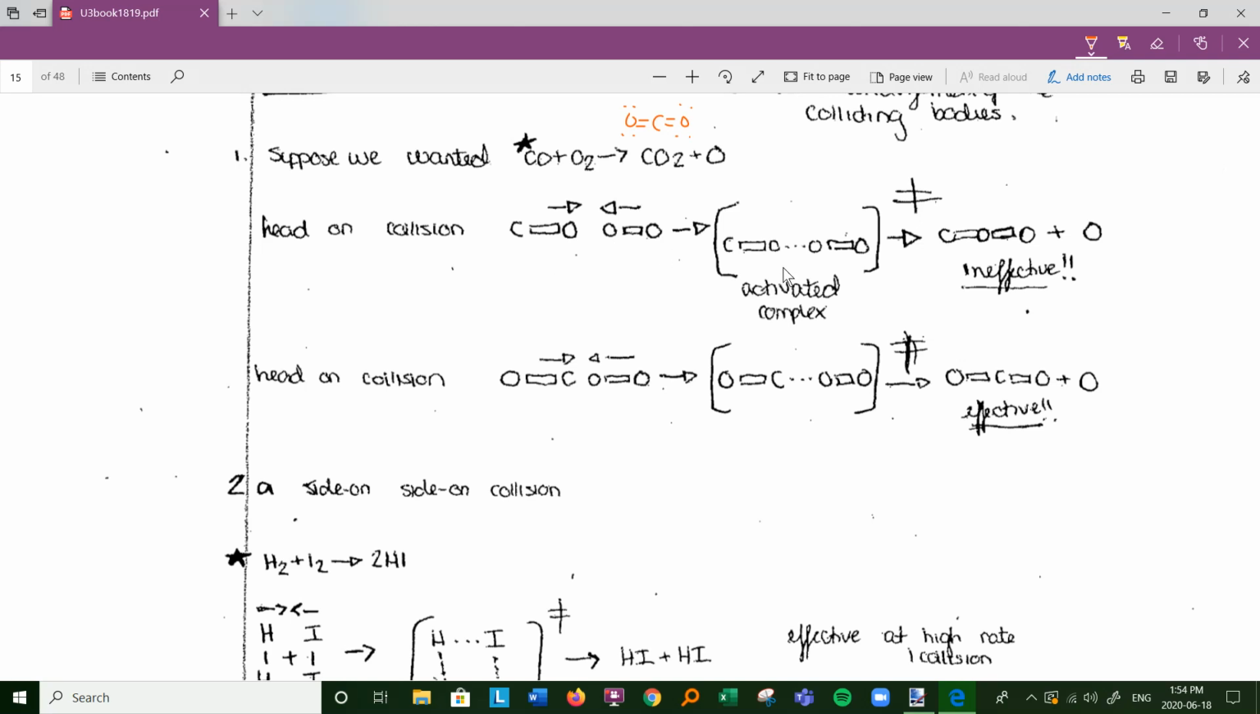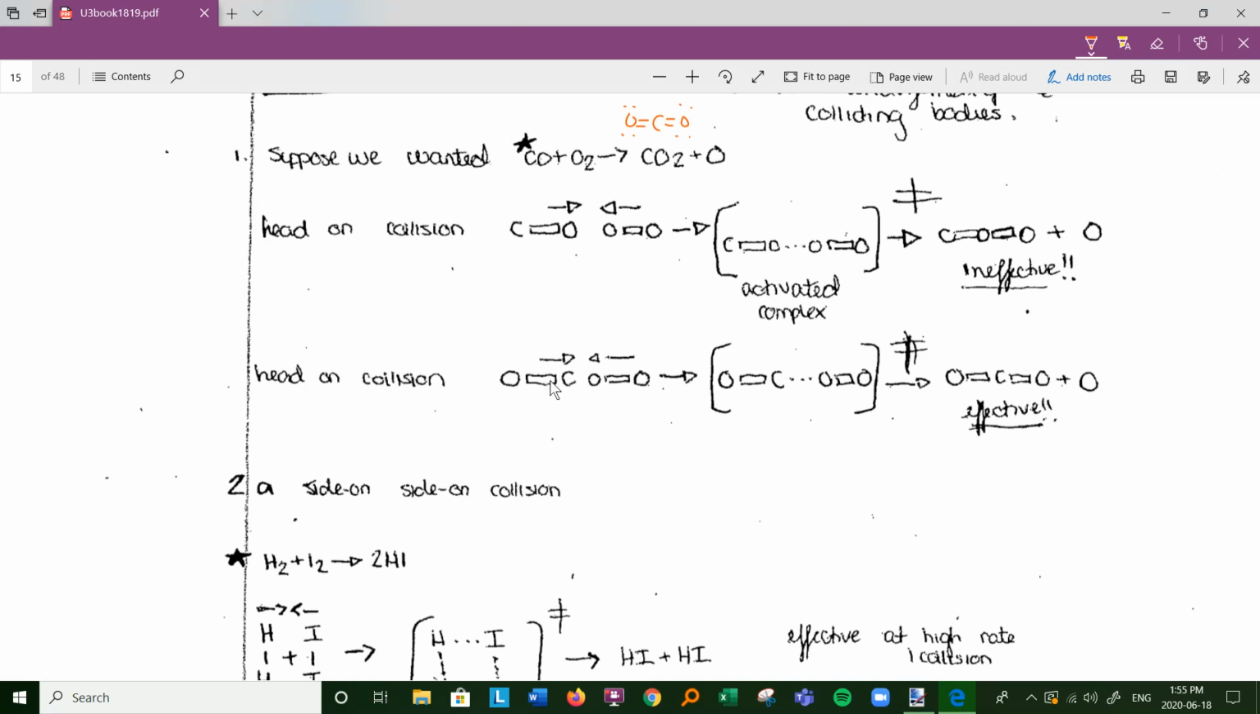So we're going to start to form an activated complex, and then we're going to form COO plus O, or nothing at all. But if we form COO plus O, that's not what we wanted. That wasn't our desired product. So that would be an ineffective collision.